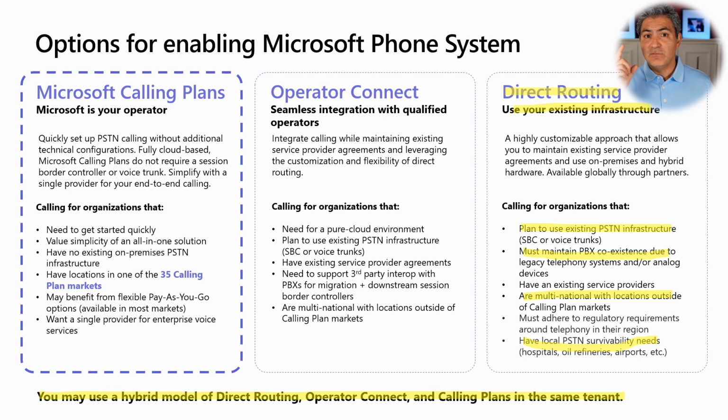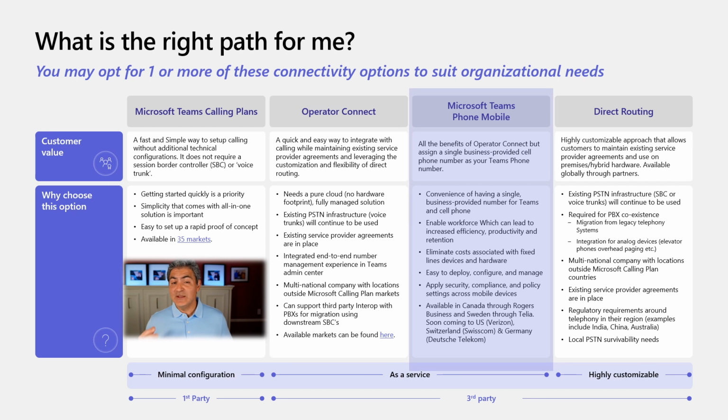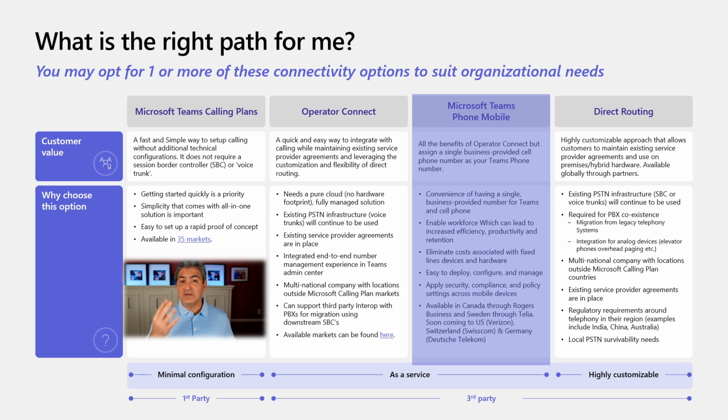Now, if you're very attuned to this technology, you'll probably notice that one of the options is missing from this slide. Can you guess what that is? So yes, you've guessed it, it's Teams Phone Mobile. That's what was missing from the last slide, and that's really the fourth way of being able to add PSTN or a phone number to Teams to give you Teams Phone.